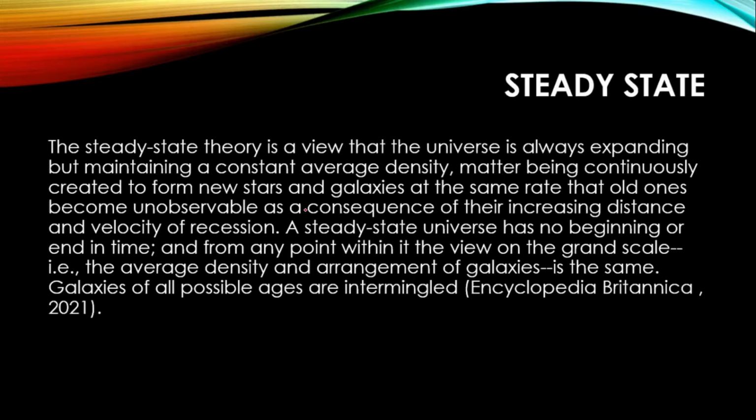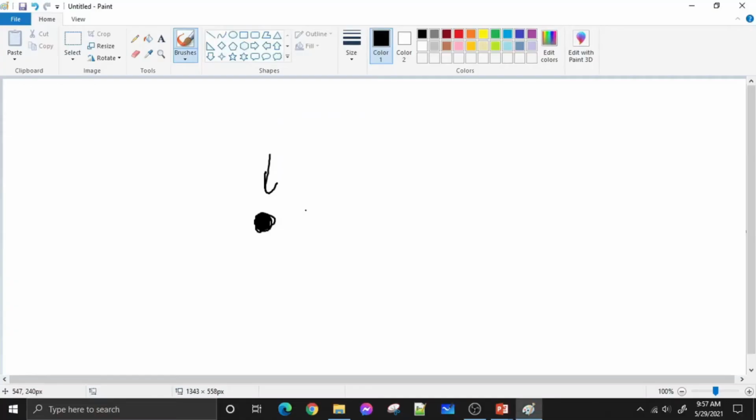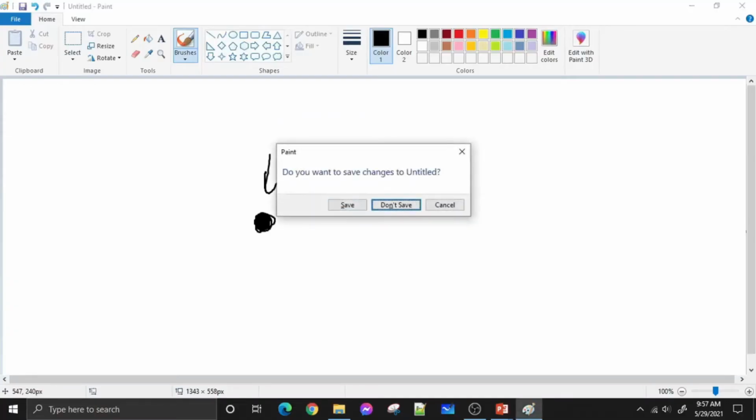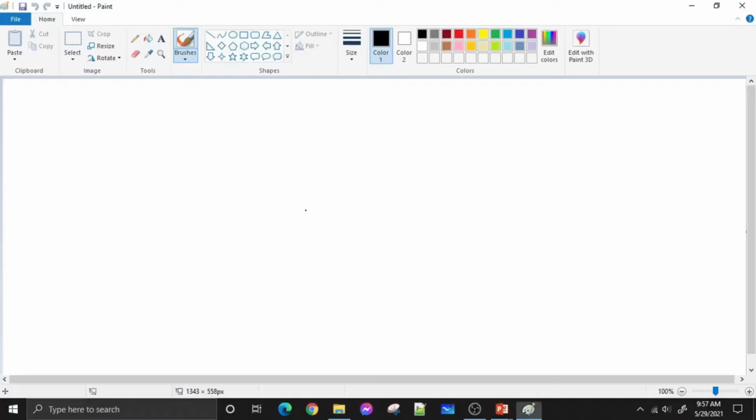A steady state universe has no beginning or end in time, and from any point within it, the view on a grand scale, the average density and arrangement of galaxies, is the same. Galaxies of all possible ages are intermingled, according to the Encyclopedia Britannica of 2021. So if we are to draw the concept of the steady state, all matter in the universe is already formed.